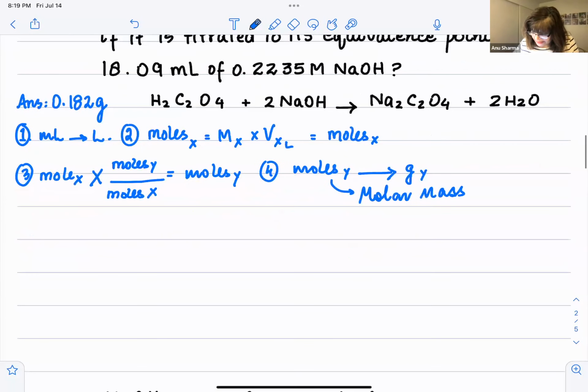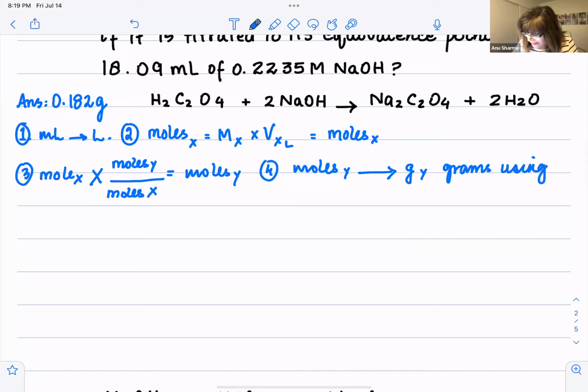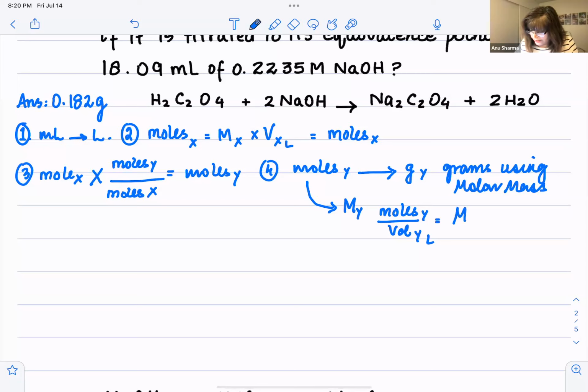Next, if the question is asking you for the molarity of Y, how do you do that? You already should know how to convert to grams using molar mass, so that's one piece. But if the question is asking about the molarity, you take the moles of Y and find the molarity of Y by using the moles of Y over the volume of Y in liters. And that's going to give you the molarity of Y.